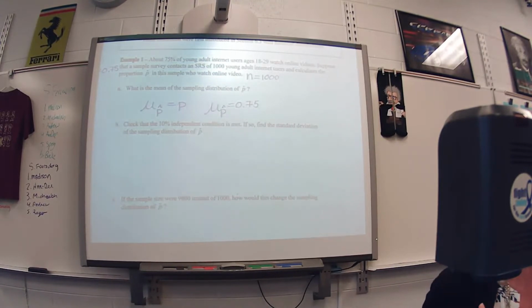Just like what we saw with the Reese's Pieces. They said 50% orange. Every time we looked at a graph, it came in centered at 50% orange, okay?